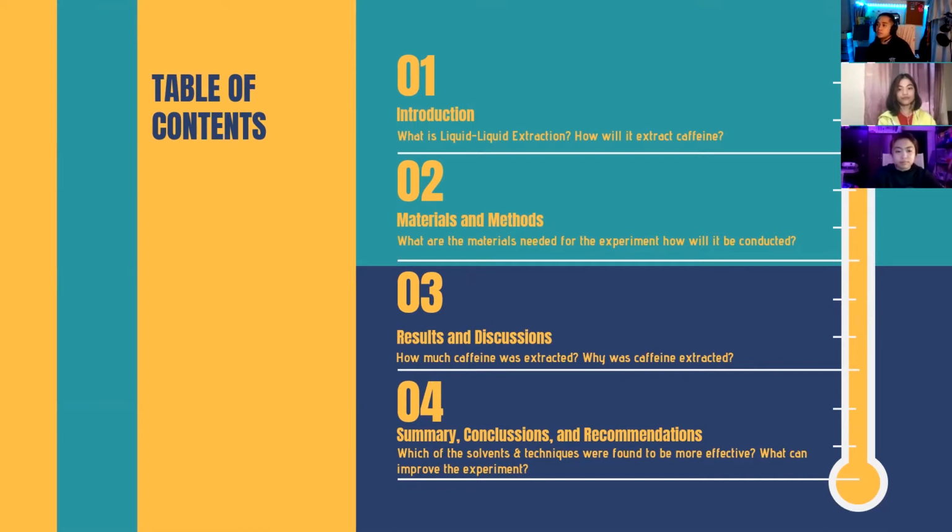The second part is the materials and methods: what are the materials needed for the experiment and how will it be conducted. The third part is the results and discussions, which answers the questions how much caffeine was extracted and why was the caffeine extracted. For the last part, summary, conclusions, and recommendations. These answer the questions which of the solvents and techniques were found to be more effective and what can be done to improve the experiment.